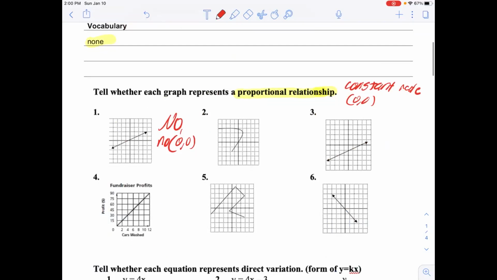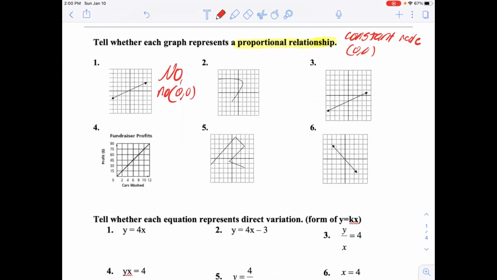All right, hopefully you've tried all of these at this point. Graph number 2, I see, is a curve. Curves means it does not have a constant rate. So my answer here would be no, because there's no constant rate. It does go through 0, 0, but it does not have a constant rate. For graph number 3, my answer is still no, because it does not go through 0, 0.